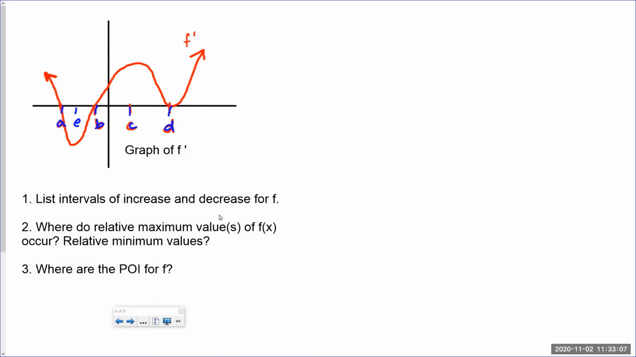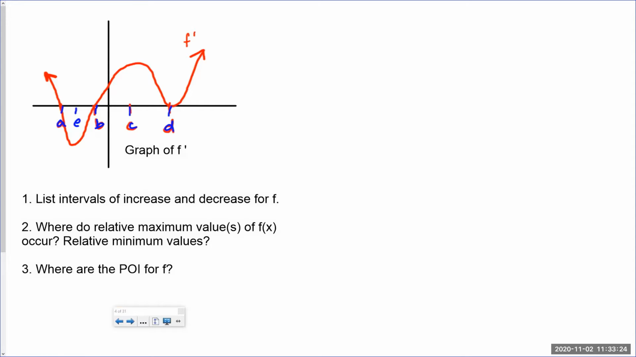Look at F prime. Remember, this is not F. This is my boy F prime. My boy F is in another room. Don't call him F prime. That's an insult. His name is F. So here's a question. Tell me where F is increasing and decreasing.